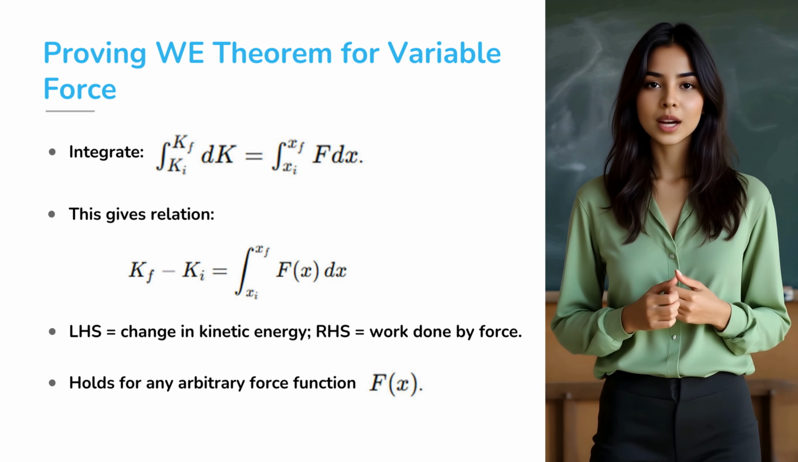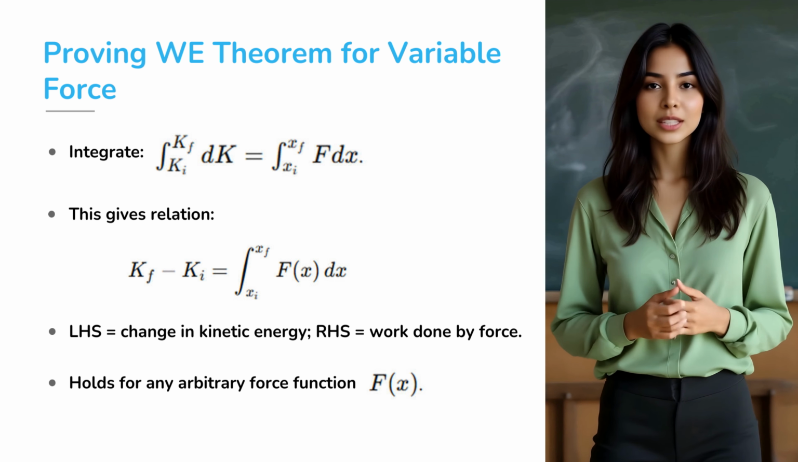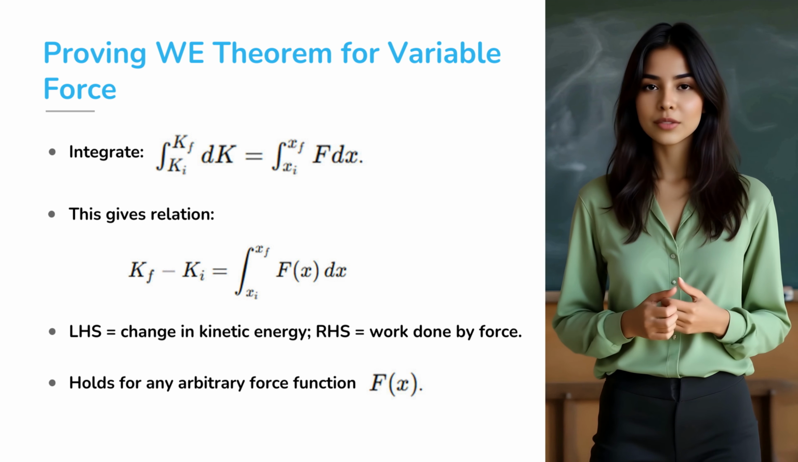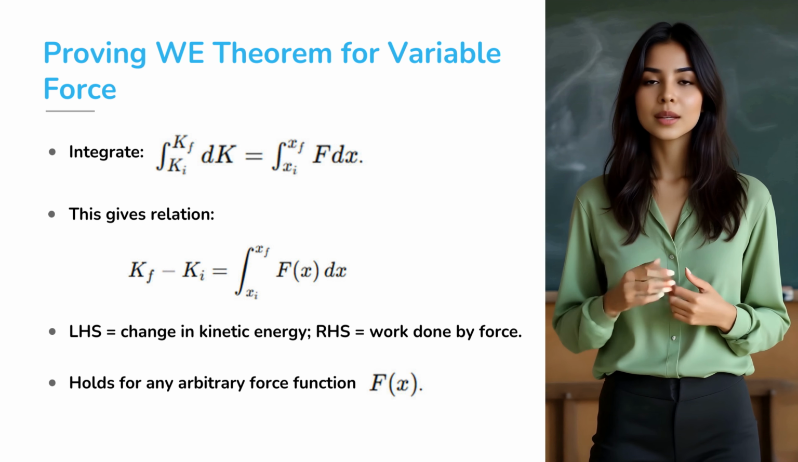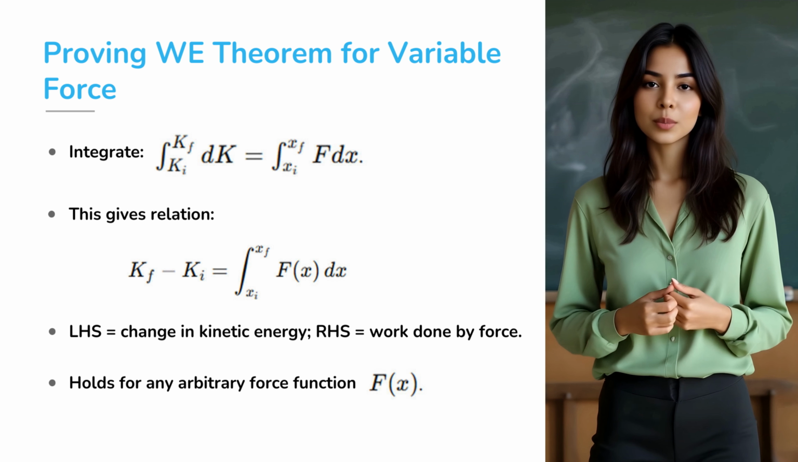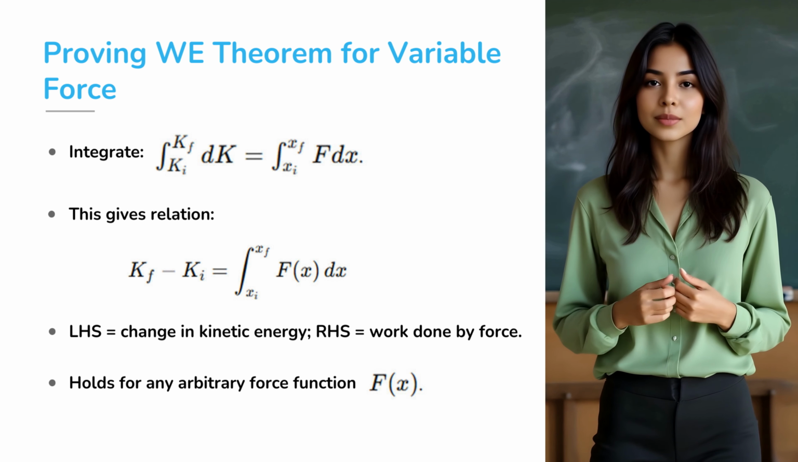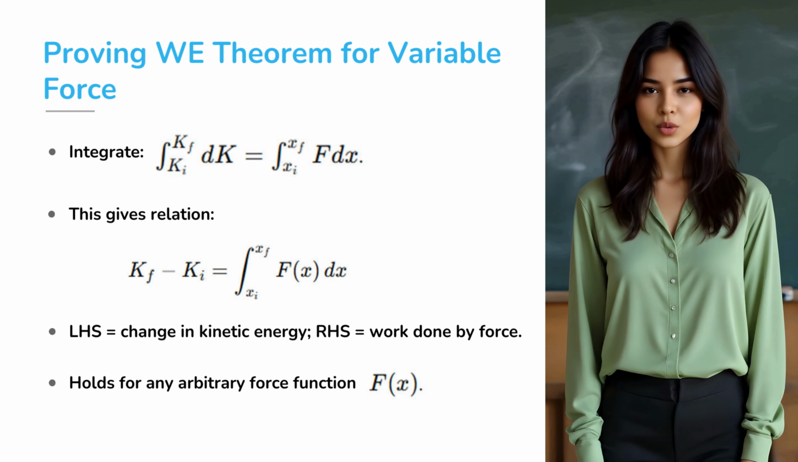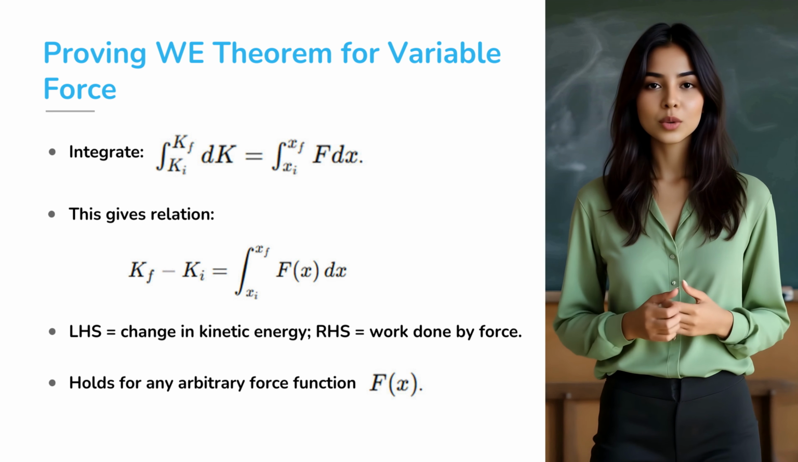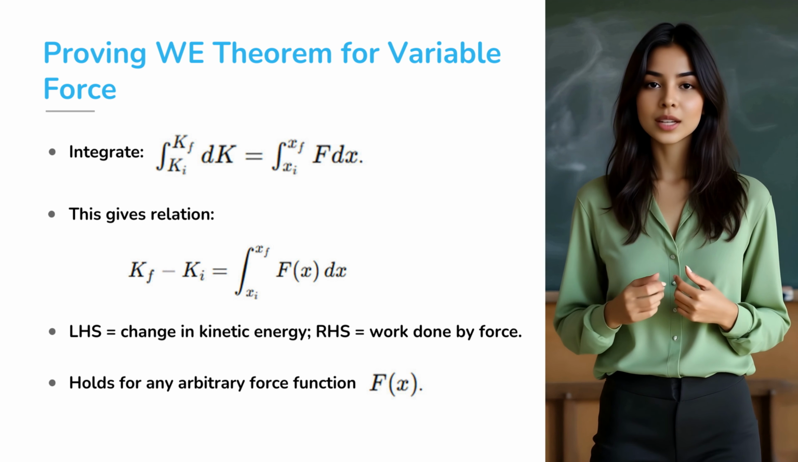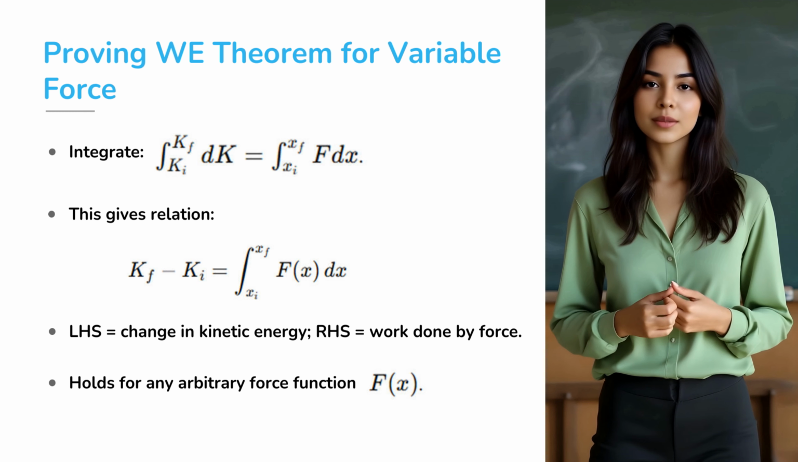The total work done is the integral of the force over displacement: Kf minus Ki equals the integral from xi to xf of F of x dx. In simpler terms, the change in kinetic energy is the total work done by the variable force from position xi to xf. Think of this like driving on a bumpy road. The force changes as you go over each bump. So, we need to sum up all these small forces to find the total work done. This gives us the change in the car's speed, the work-energy connection.